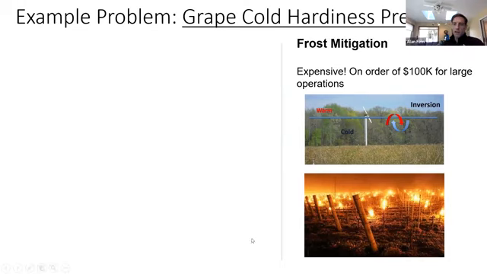And the way that when it gets too cold, to prevent the plants from freezing, they have to take measures such as what you're seeing here. And this can cost a lot. I put hundreds of thousands of dollars here, but I have heard numbers up to $1 million for frost mitigation. So it's a big deal. It's a big decision to do this, but if you don't do it, you're going to lose your crop. And so there's a lot of uncertainty, a lot of risk involved. And so how can we help farmers?